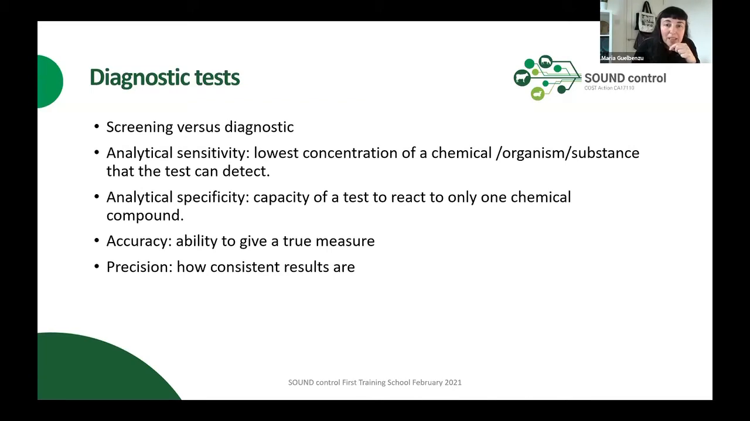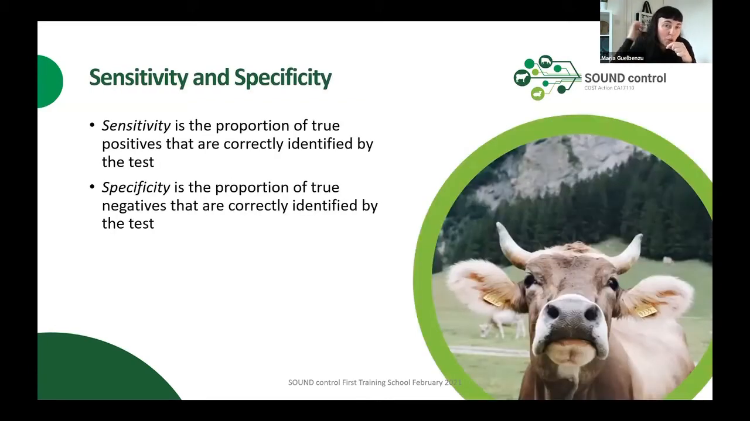But then let's move on now to the sensitivity and specificity, and I'm sure a lot of you are familiar with these. So the sensitivity is the proportion of true positives that are correctly identified by the test, and the specificity is the proportion of true negatives that are correctly identified by the test. And they can be quoted either as a probability between 0 to 1, or as a percentage.